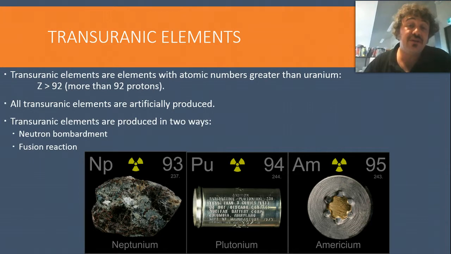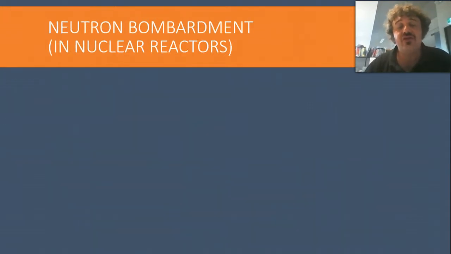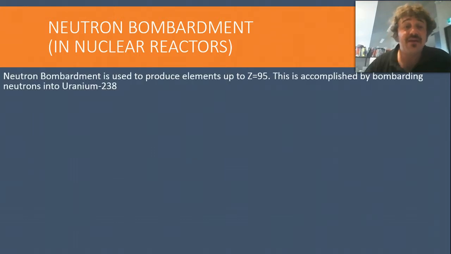And we do this in two ways. We can either do it via neutron bombardment, which is in a nuclear reactor, or a fusion reaction, which is done via either a cyclotron or a particle accelerator. They're the same thing, just different names. So anyway, more on that in a second. We'll start off with neutron bombardment. Now, again, this happens in nuclear reactors. So basically, we get uranium-238 and we bombard it with neutrons. And this gets us up to Z=95, so it's just the first three.